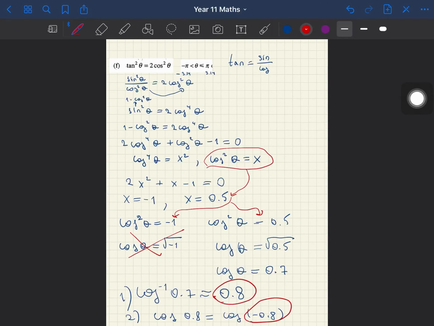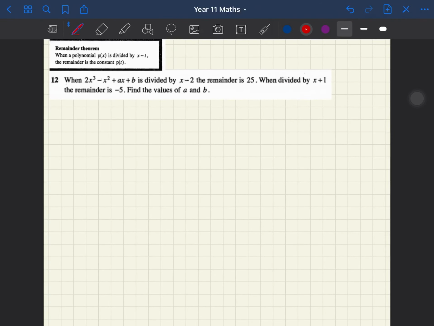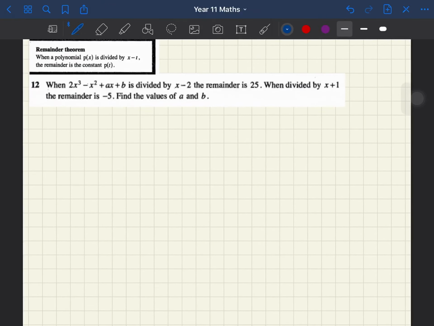Okay, and the last question, finally we get to the polynomials, and I can tell you the question in the exam is going to be quite similar to this question. Of course, not the same, but quite similar still. When this thing is divided by x minus 2, the remainder is 25. When divided by x plus 1, the remainder is minus 5. Find the values of a and b.